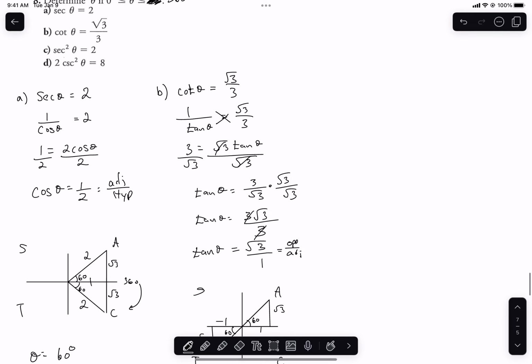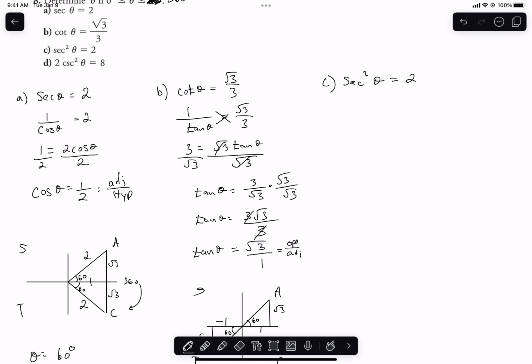Okay, question C. This might be a little interesting with the secant squared, so let's see how we manage that. So C, 2 cosecant, oh, sorry, that's question D. Secant squared theta is going to equal 2.